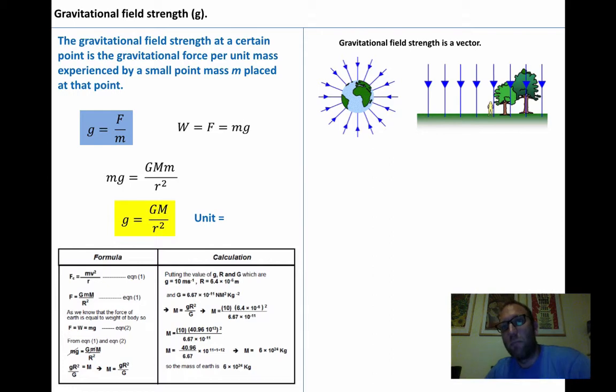However, if we move out and change our perspective to space looking towards the Earth, you'll see that the field lines are no longer running parallel with each other, and they become a radial field. What this suggests is that the field strength actually decreases the further we get from Earth. So in a radial field, g will vary. In a uniform field, g is constant.